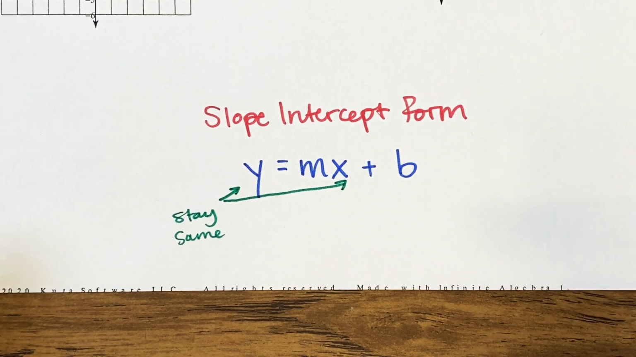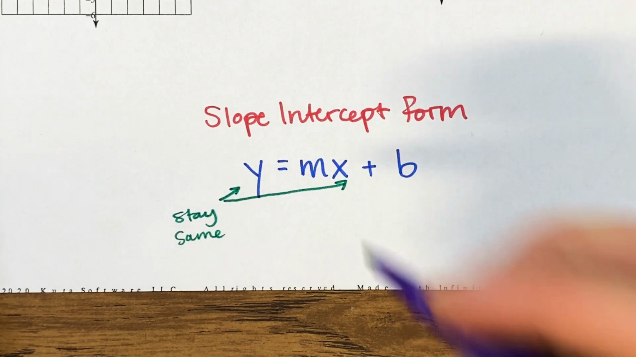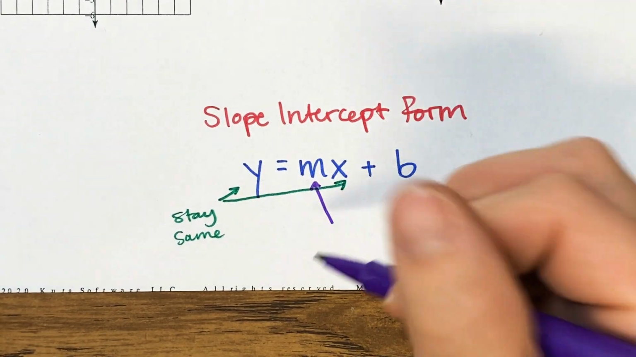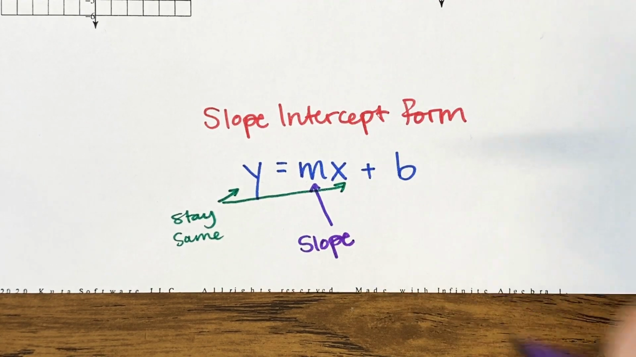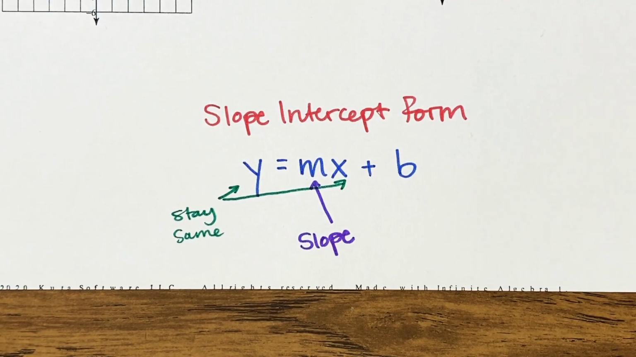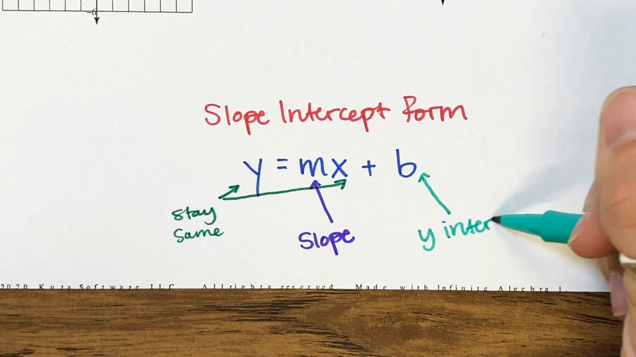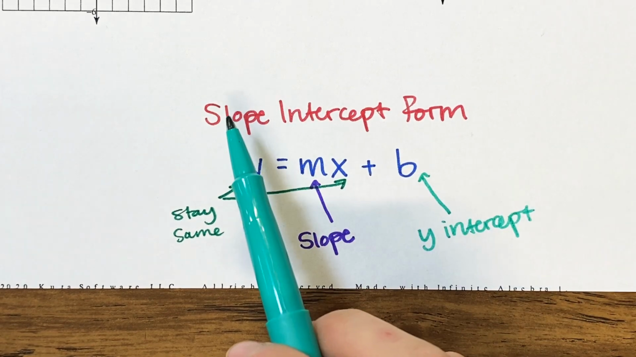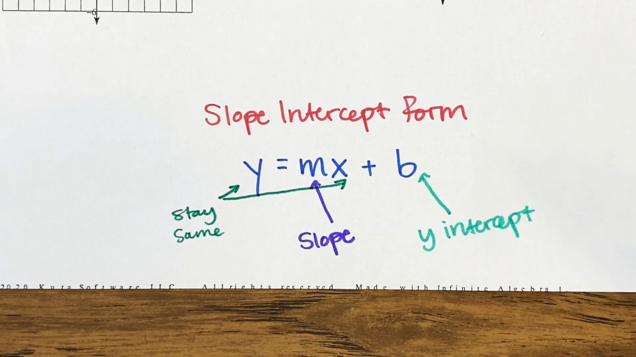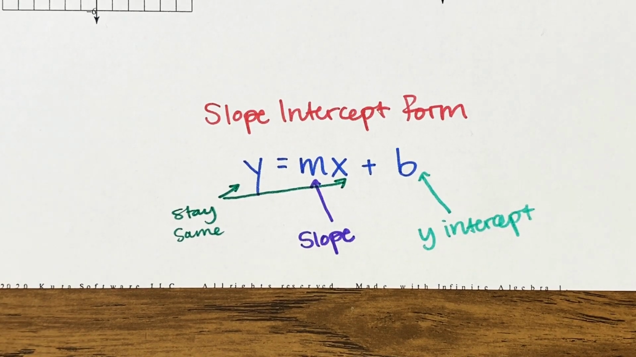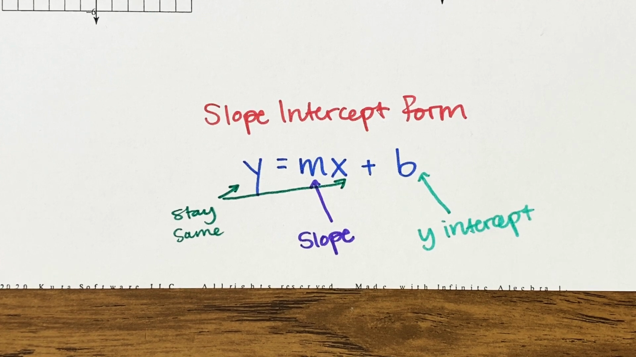So now let's identify what is the m and what is the b. Our m is our slope. Our b, that is our y-intercept. Notice slope-intercept form: there's our slope, and there's our y-intercept. Beautiful. Even if that's not quite making a ton of sense, that's okay. We are going to practice it.